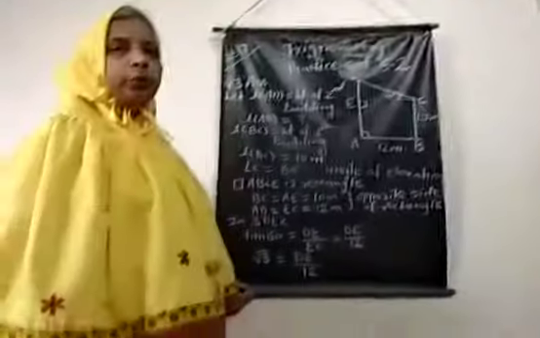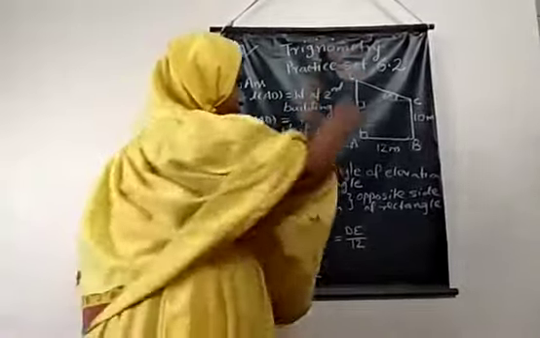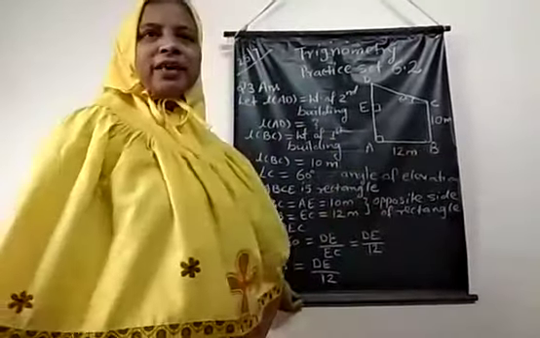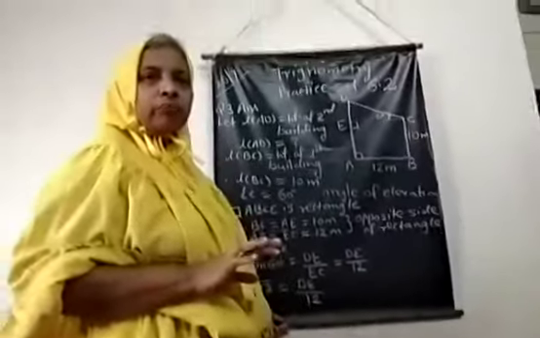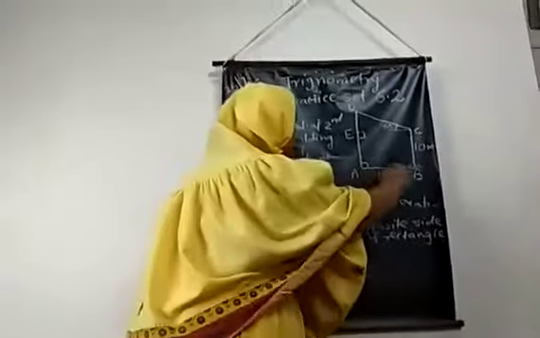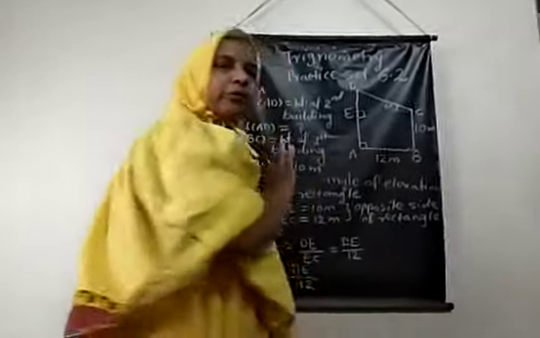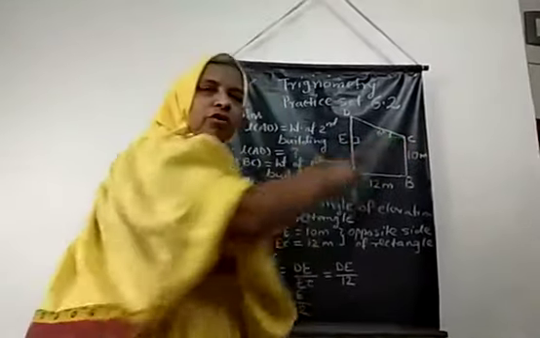Practices 6.2. Third example. In this example, two buildings are there facing each other on opposite sides of the road. Between the two buildings, a road is there. That is, a 12-meter-long road is between two buildings. One building is tall, one building is small.